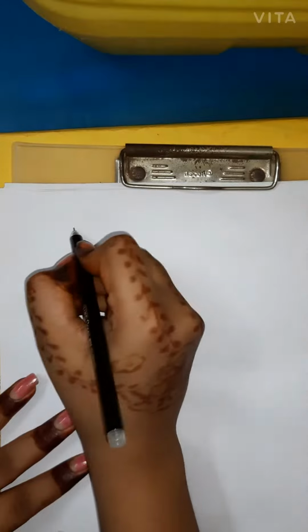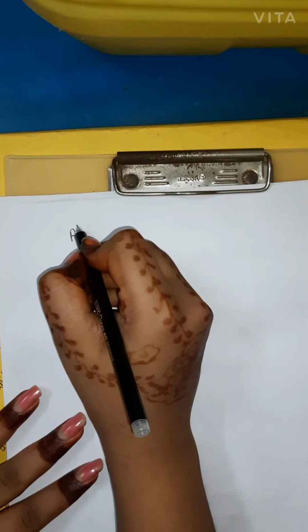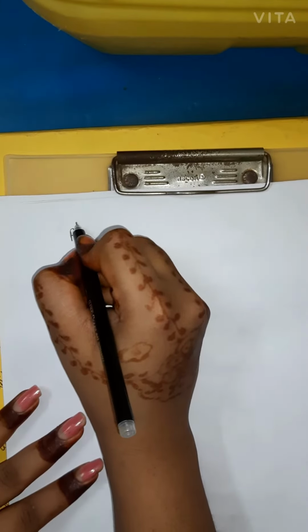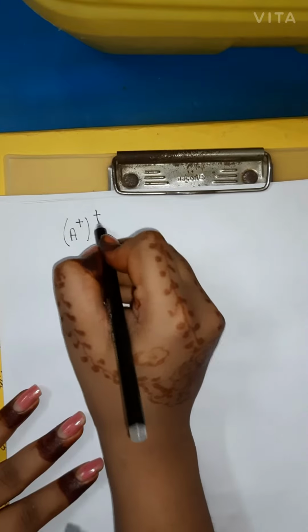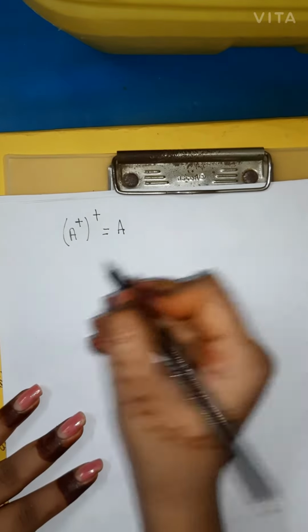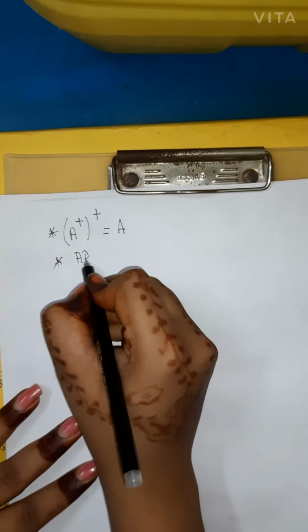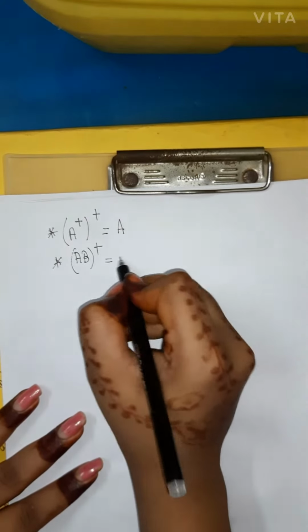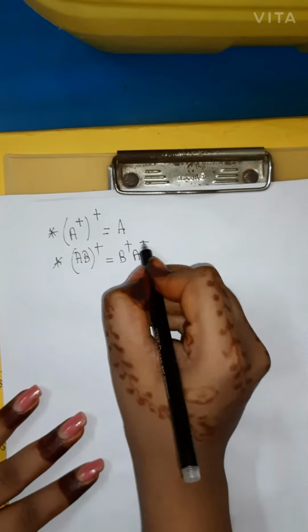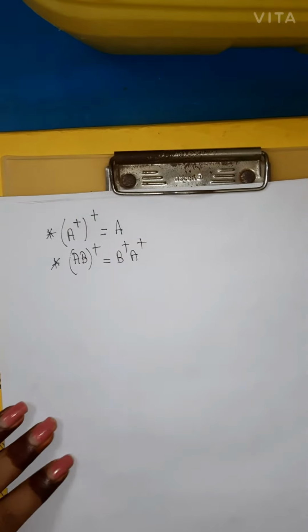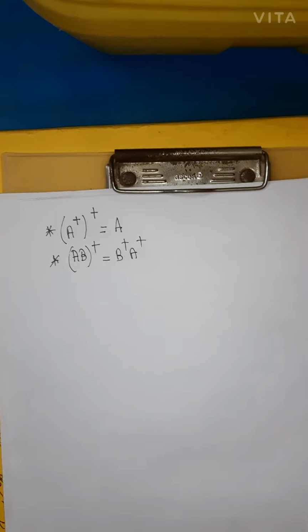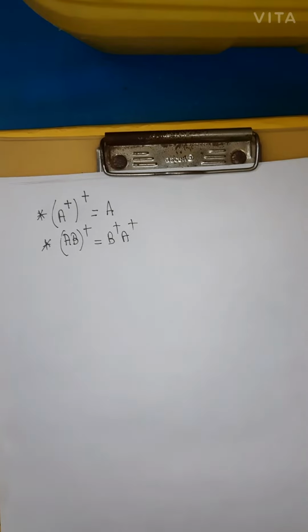Similarly to the transpose, A dagger dagger will give you the initial matrix. And the second property is also the same as the transpose, that is, AB whole dagger will be equal to B dagger A dagger. That is, the transpose conjugate of B will be multiplied with the transpose conjugate of the A matrix.